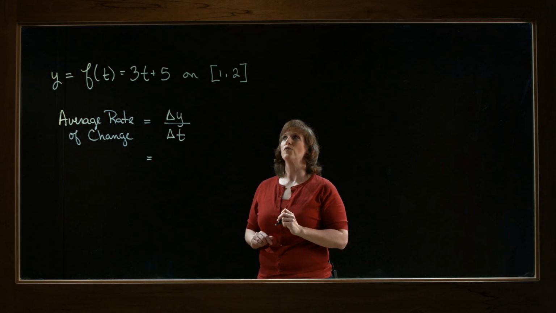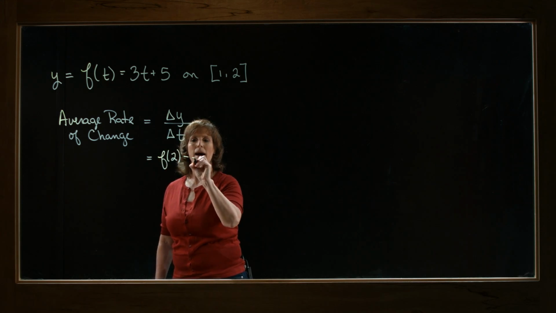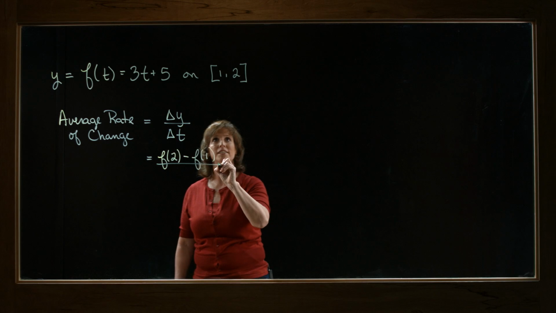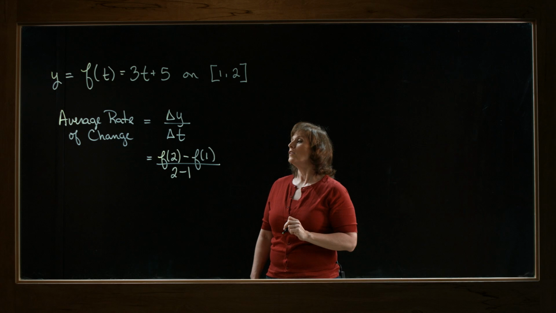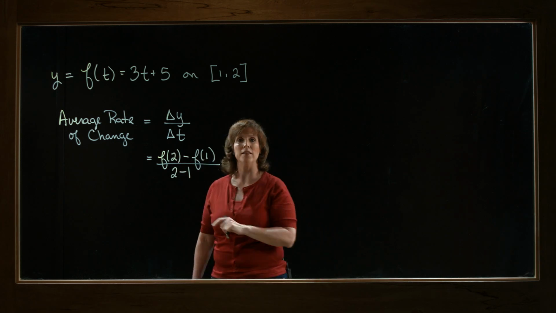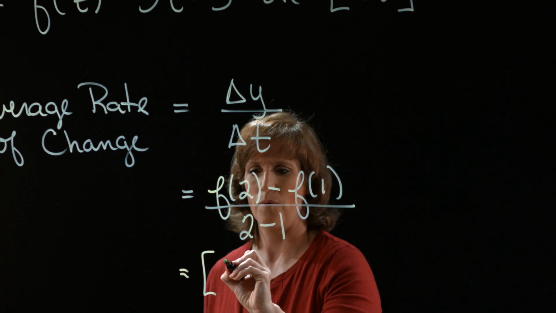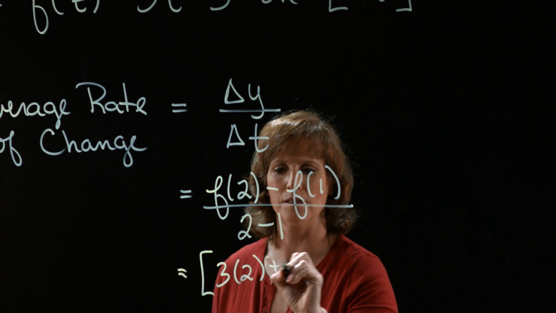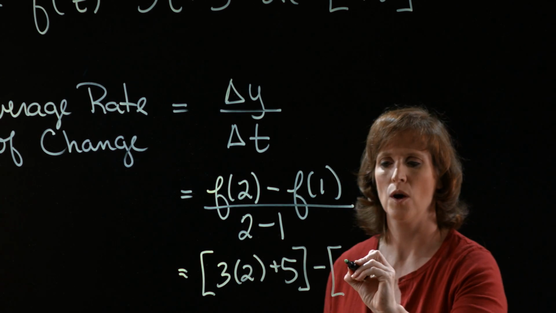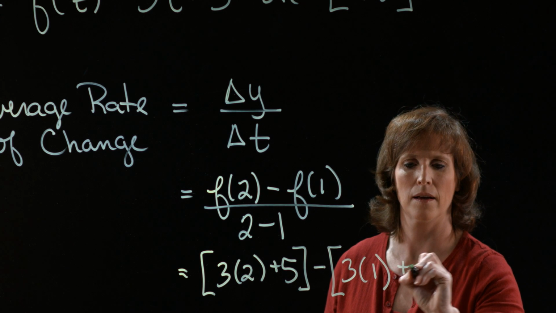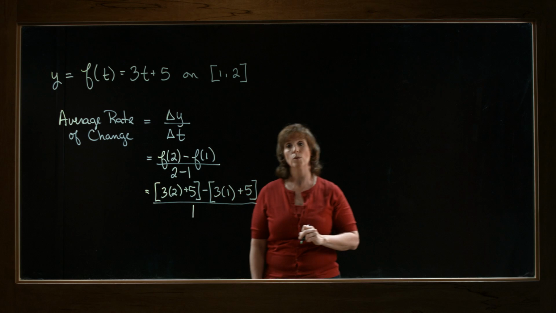So since I'm looking at the interval from 1 to 2, my change in y will be f of 2 minus f of 1, and my change in t will be 2 minus 1. So to continue this calculation, I have to evaluate the function when t equals 2. So I will have 3 times 2 plus 5, and then I subtract what happens when I plug 1 into my function, which is 3 times 1 plus 5. And that's all divided by 2 minus 1, which is 1.